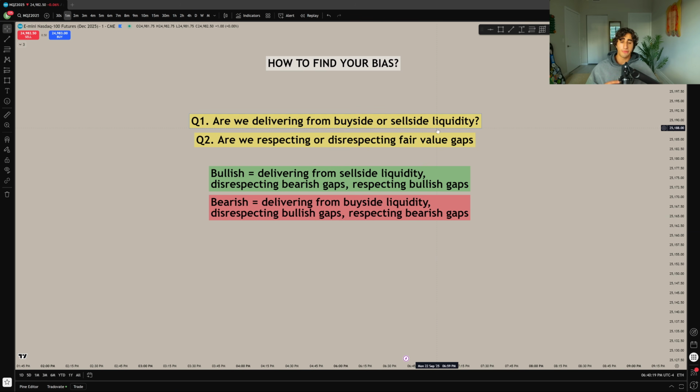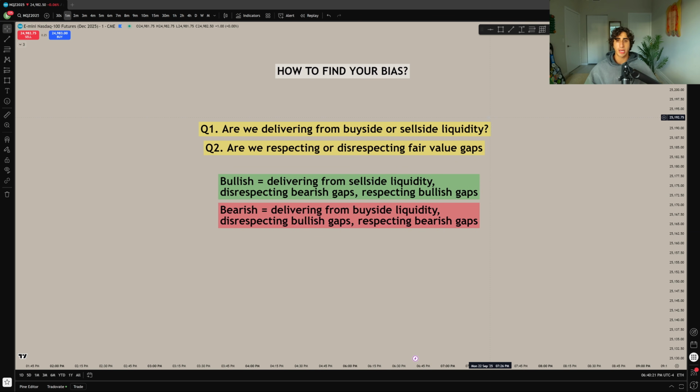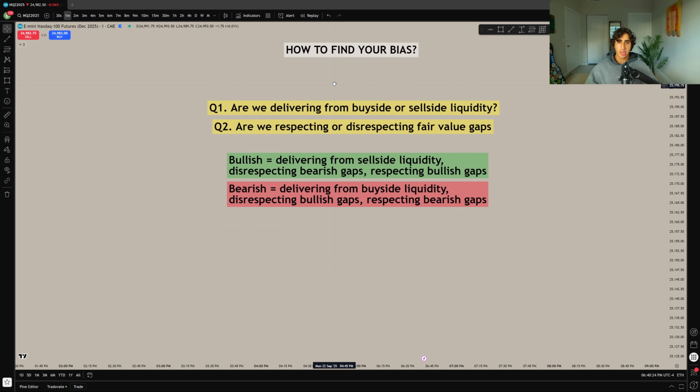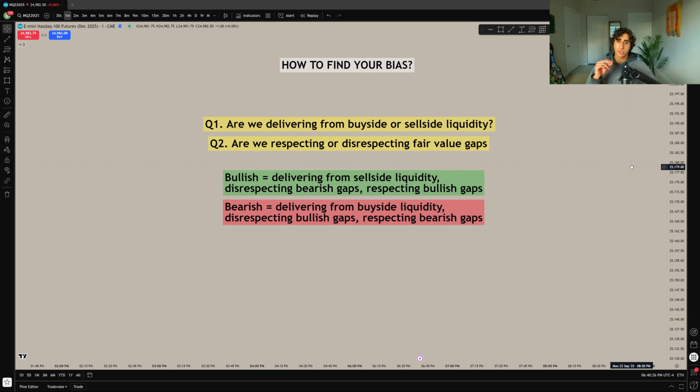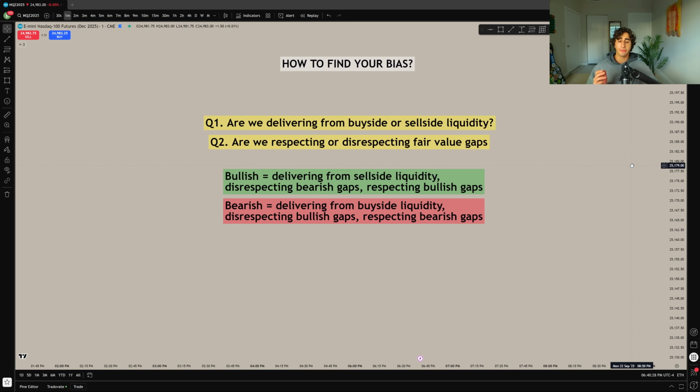That's why before I even think about placing a trade, I ask myself these two questions in order to determine my bias. All right, so these are the two questions I ask myself in order to determine my higher time frame bias. The first one being, are we delivering from buy side or sell side liquidity? Then the second one is, are we respecting or disrespecting fair value gaps, right?